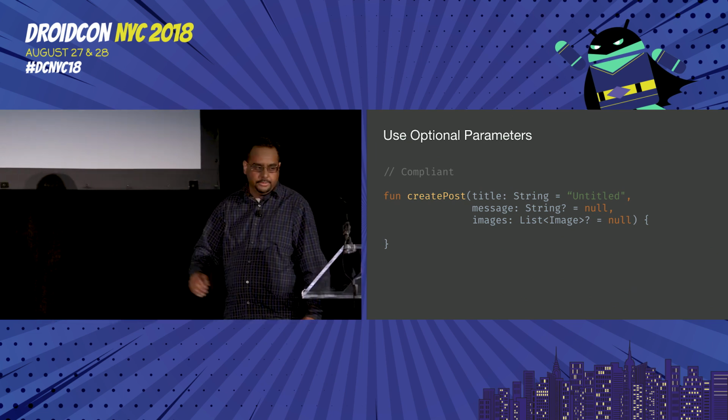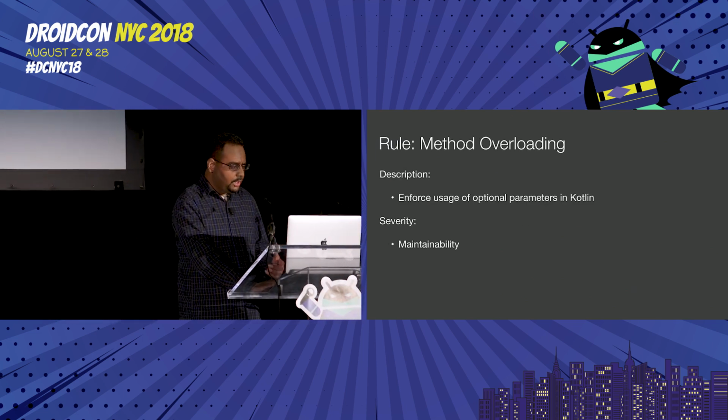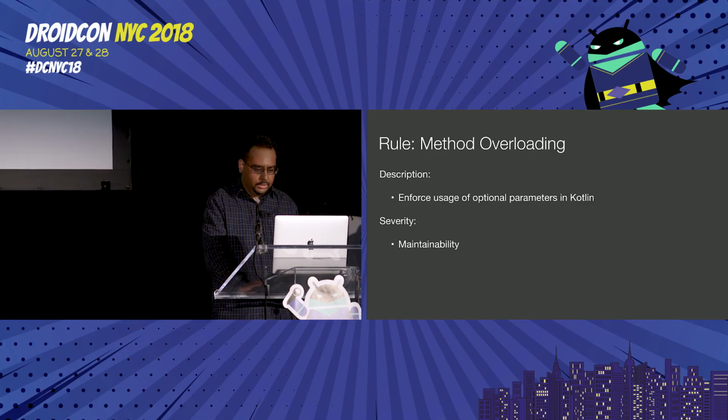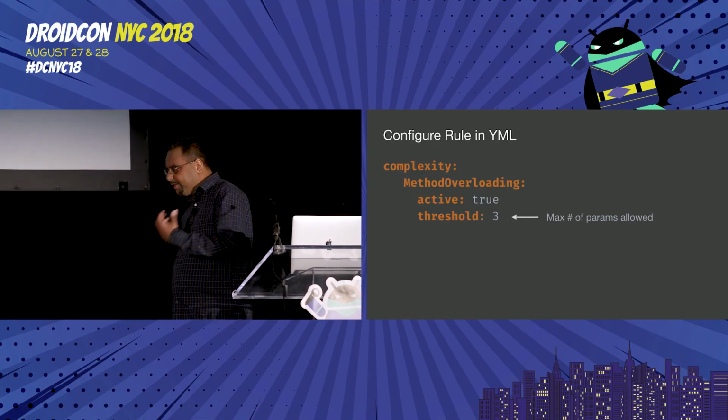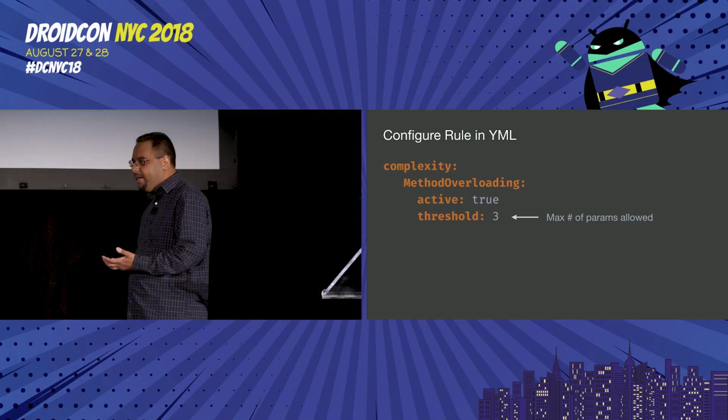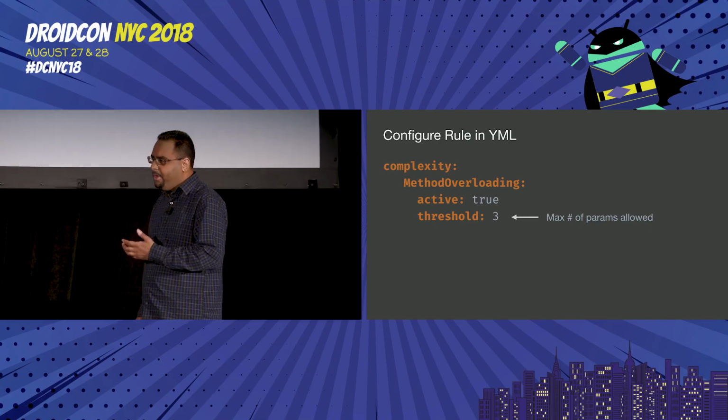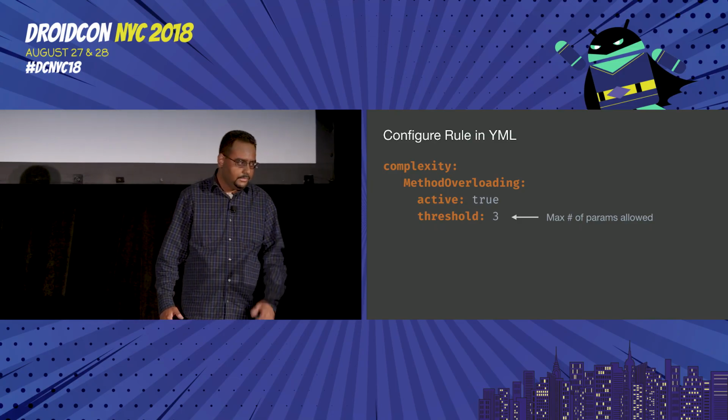So I want to enforce a rule around this. There's a rule around it for method overloading. So you could specify this like this in the YAML file. You could turn it on. You could set the maximum number of parameters you could have in your overloaded methods. If you go above 3, it will fail.